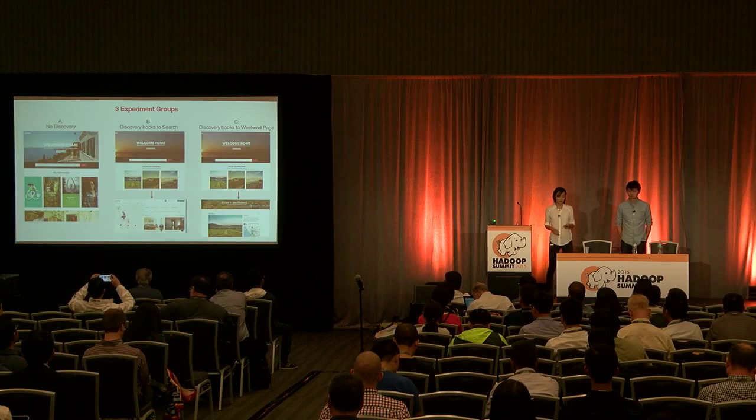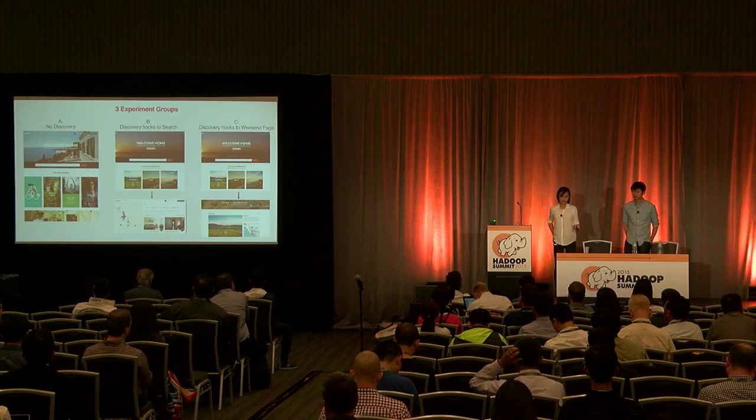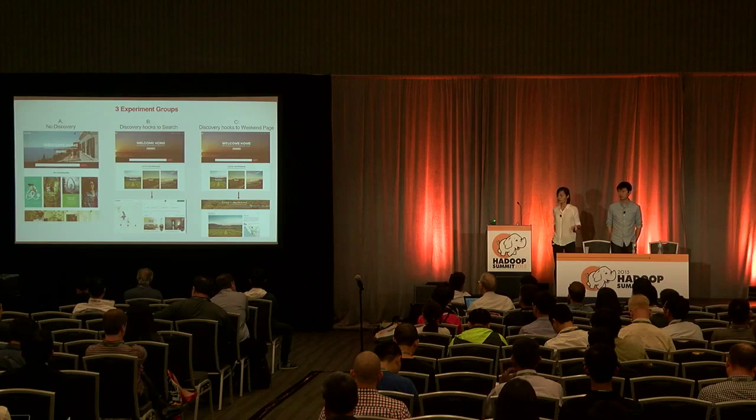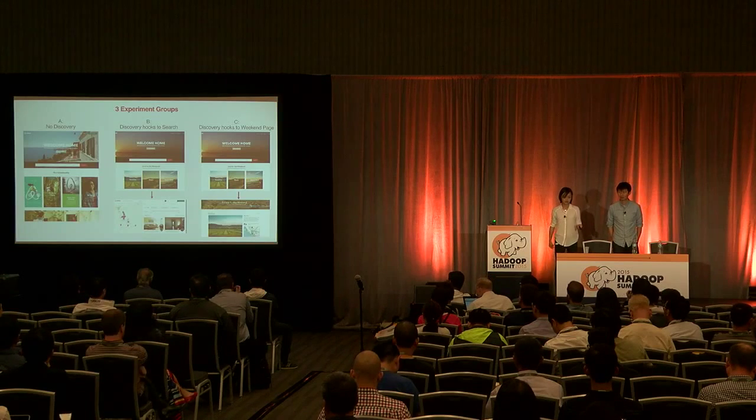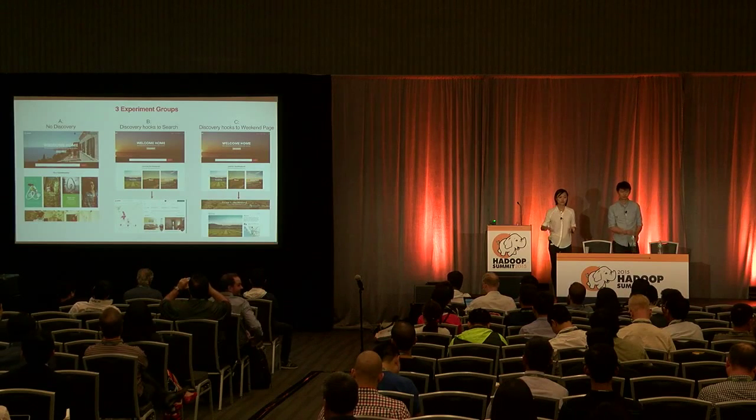So now I'm going to talk about how we used A/B tests to measure the effect of discovery. So we actually ran this as a 3-way test. So we had a control where the home page had no discovery content at all. It was just a search bar with a few other things. Then we ran 2 variants of discovery. They looked identical from the home page.